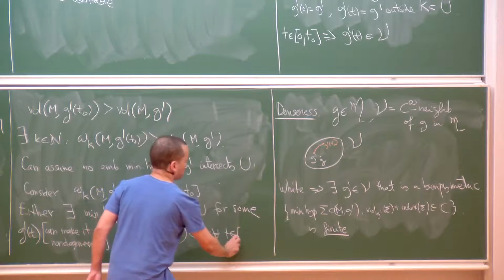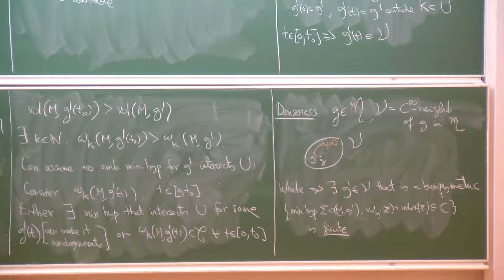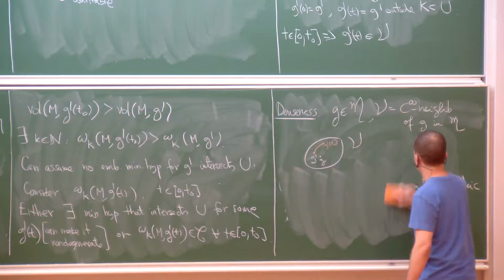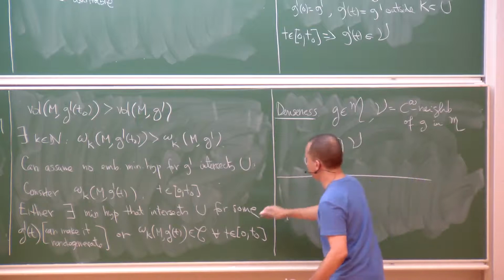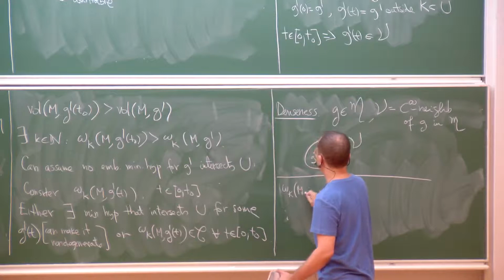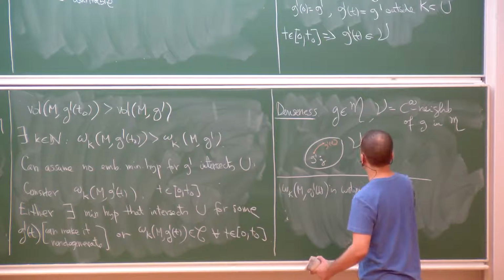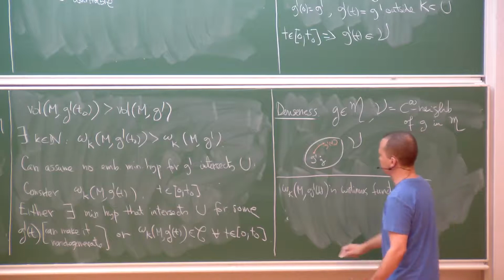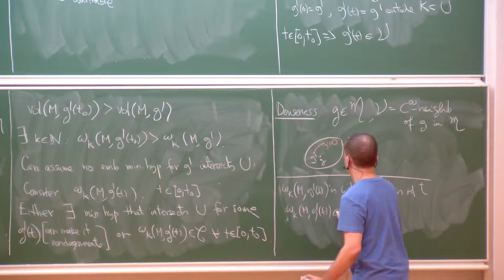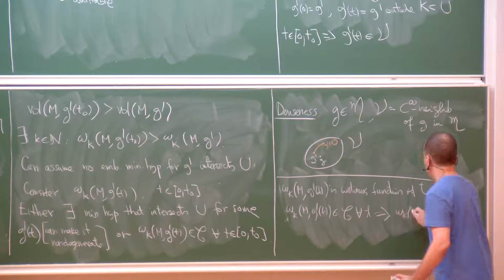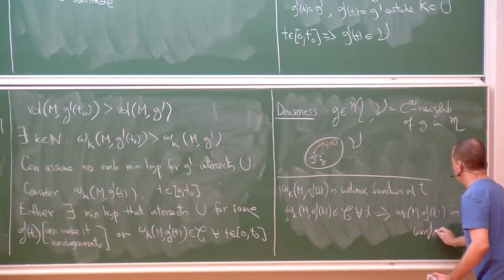But then the contradiction follows easily because, you know, omega k of M, G prime of t is a continuous function of t. So because this guy is a continuous function of t, if the image belongs to a countable set for every t, it is because it is constant. And that, of course, is a contradiction because I know that it goes up. Okay. Contradiction.